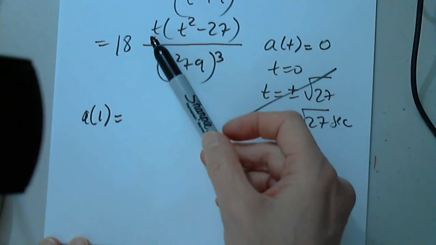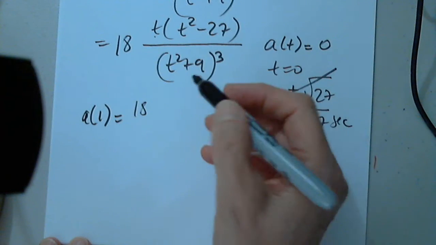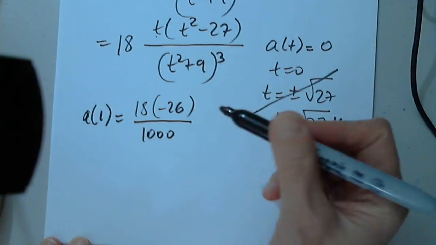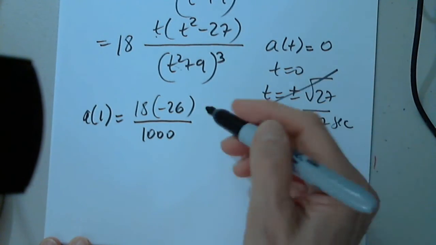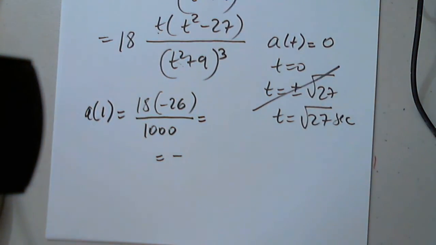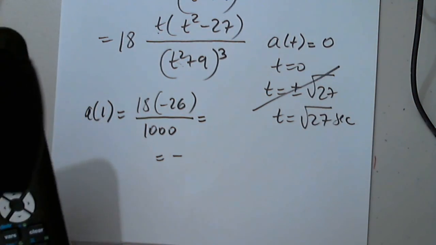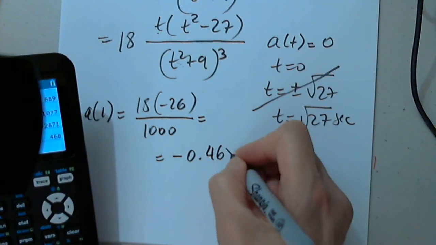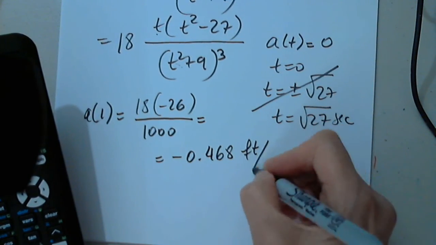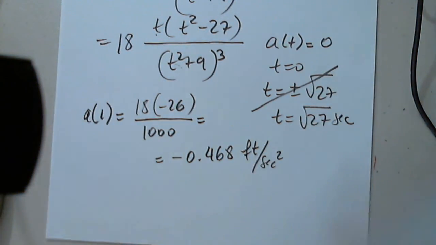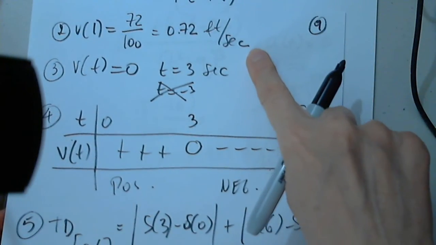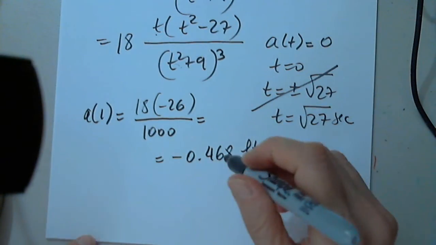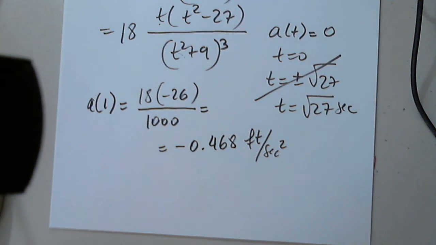So 18 minus 26 over 1,000. 1 plus 9, 10 to the third. So this is negative, what is it, 18 times 26. I got 468. So 0.468. And remember, this is in feet per second squared. I just want to make sure that I wrote the measurement unit. I did. So this is negative 0.468 feet per second squared. Of course, it's an acceleration.